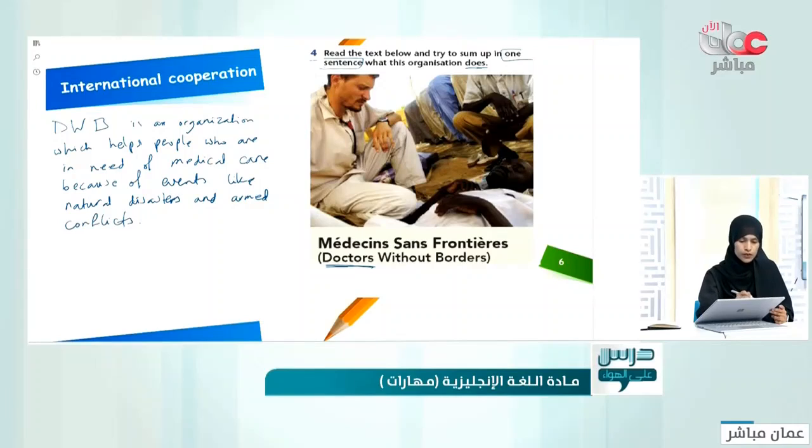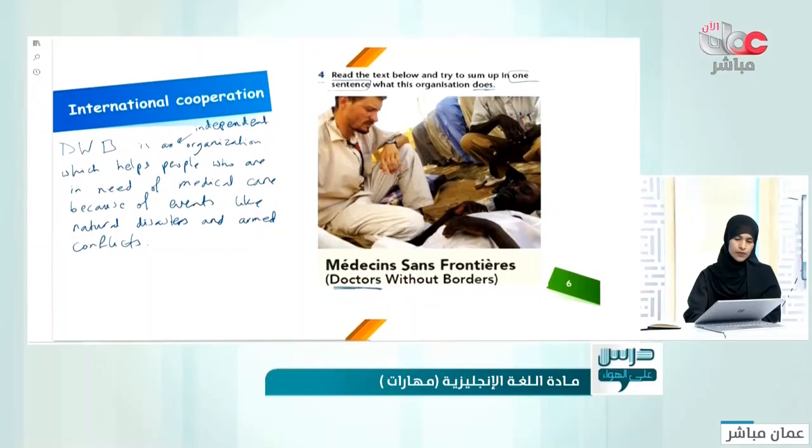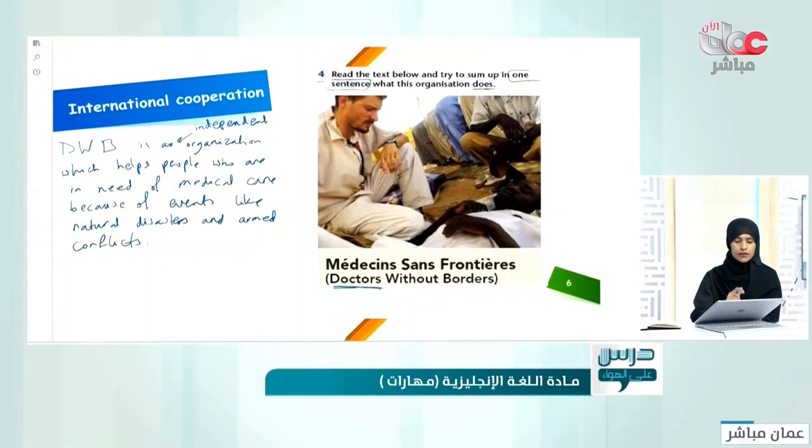Now I forgot to write a word here. It's an independent organization, so it doesn't depend on a government or anything. Just the doctors are, we can say, promoting their own work. So it's an independent organization helping people who need medical care because of natural disasters and also armed conflicts like wars. Now this is one sentence that could provide some information about what Doctors Without Borders really do.